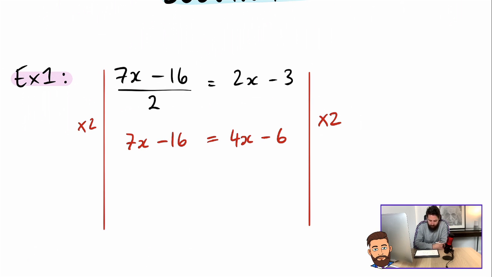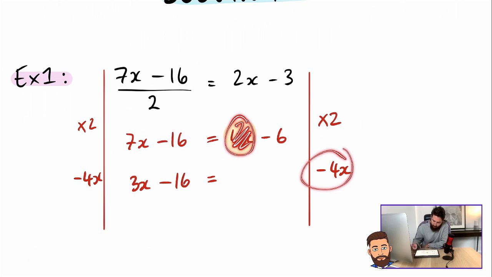Once we have multiplied that out, it's very easy now. This is just a basic unknown on both sides question. When we have got a 7x and a 4x on different sides of the equal sign, the best method here is to take away or move the smallest unknown. So the smallest unknown here is the 4x. How do I get rid of or move 4x? I do the opposite. I take away 4x because that is a positive 4x. Taking away 4x from this side will give me 7x minus 4x is 3x. Still got the minus 16 equals, well, 4x minus 4x, that is now gone, which is minus 6 just left there.